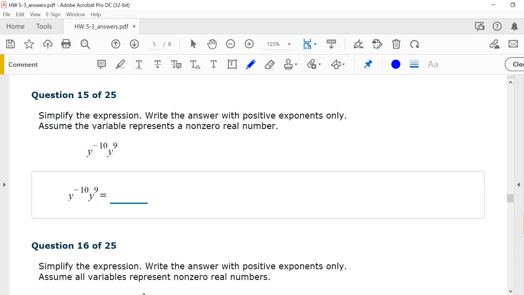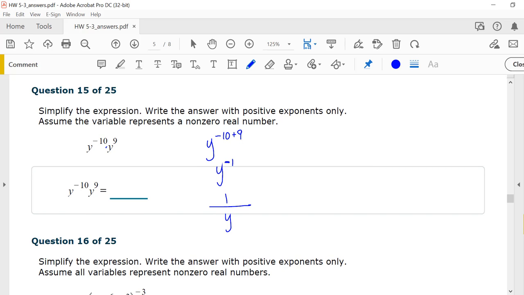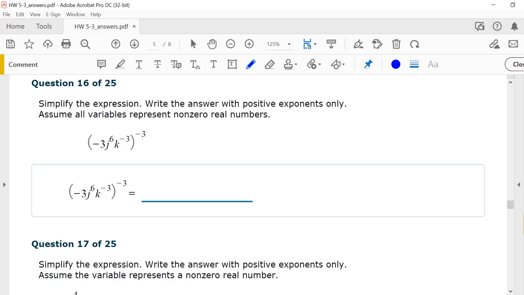Number 15. y to the negative 10 times y to the 9. Well, that's y to the negative 10 plus 9, which is y to the minus 1. We don't like the negative exponent, so we're going to do 1 over y to the positive 1, but we don't need the 1 exponent, so it's just 1 over y. Number 16.